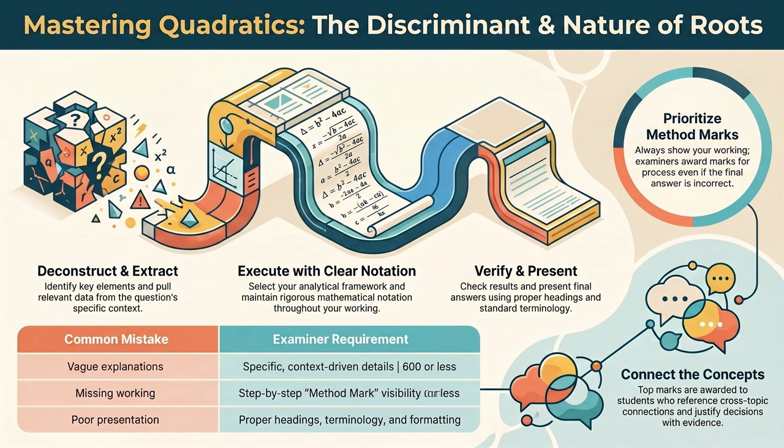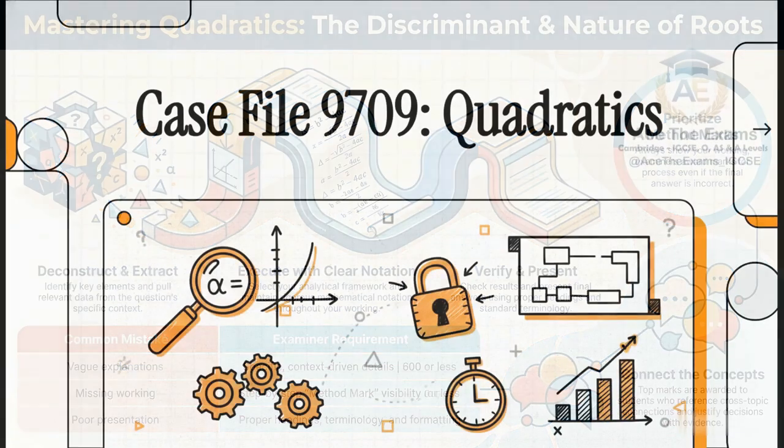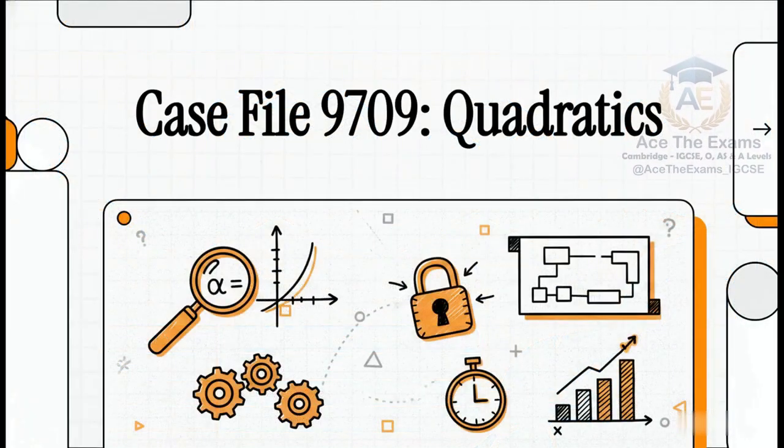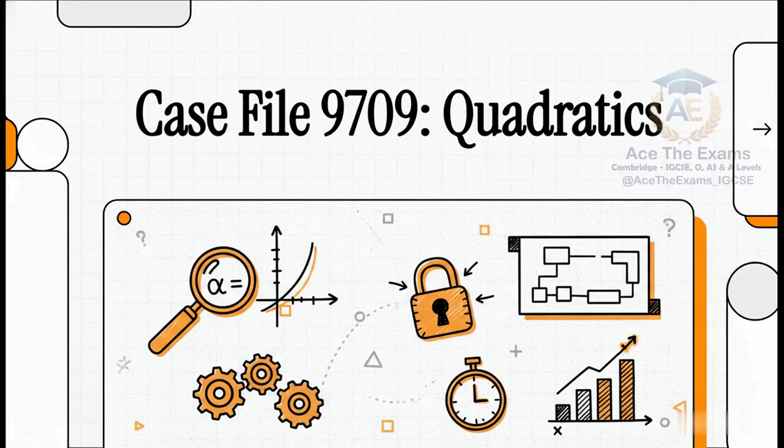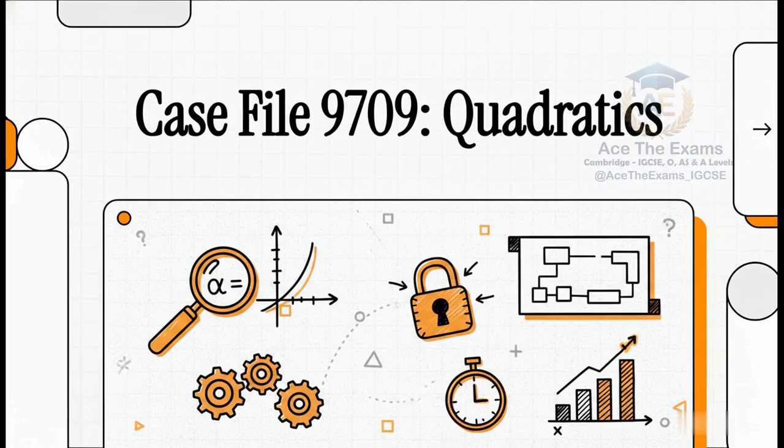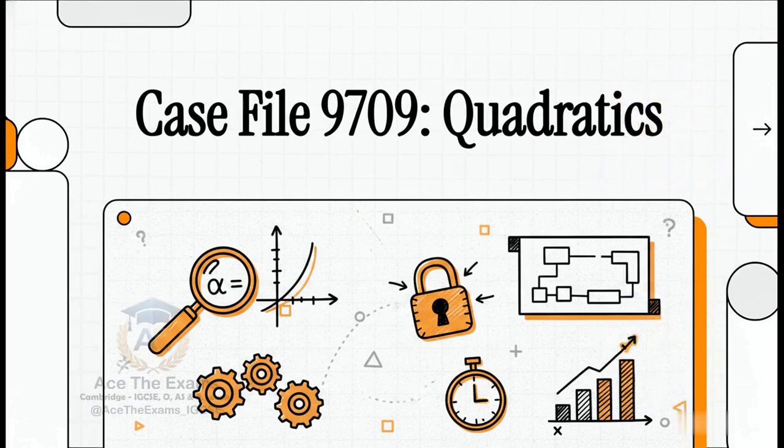Welcome to the Evidence Room. I'm your lead detective, and you are stepping into a highly restricted, high-stakes explainer today. We are officially opening Case File 9709, and we're specifically targeting a notorious sector of Cambridge AS and A-level mathematics. Our primary suspects for today: quadratics and the discriminant.